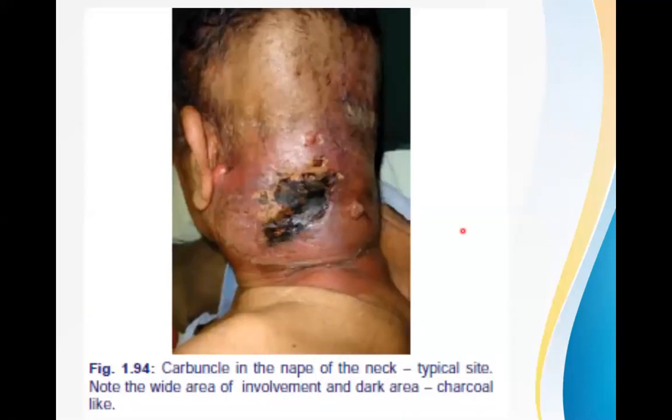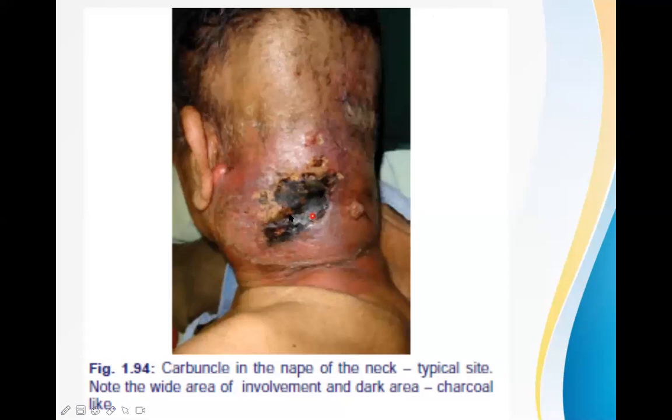Now another picture. This is a carbuncle in the nape of the neck. This area is the nape of the neck, or you can say the base of the posterior part of the neck. Now look at this area here. This area looks very serious. Already the skin is necrosed there. See here, black discoloration of the skin.